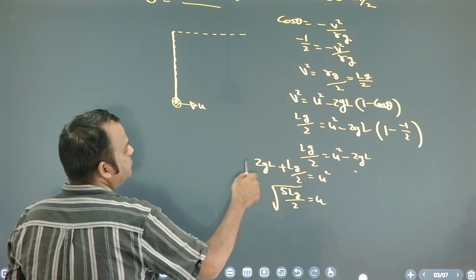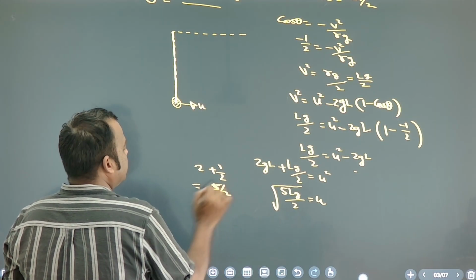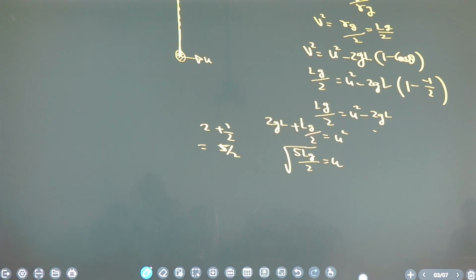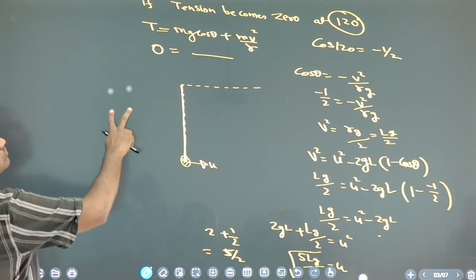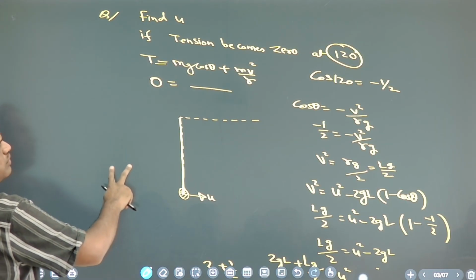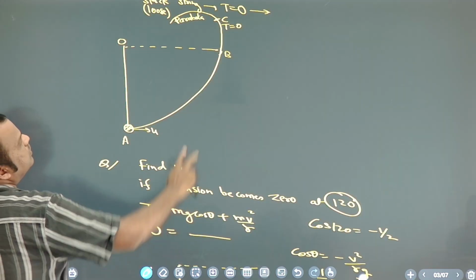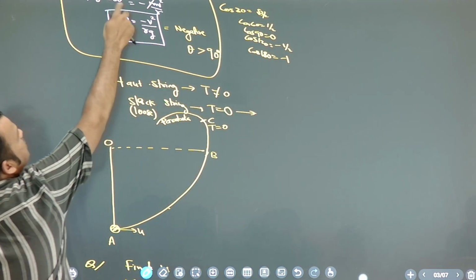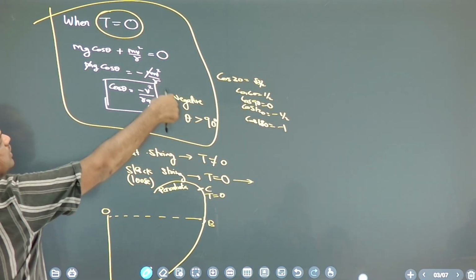Okay, LCM. 2 plus 1 by 2 is 5 by 2. Clear? So this is the answer. Tension is 0. What is the condition that tension is 0? Theta must be more than 90. Remember this. When tension is 0, theta must be more than 90.